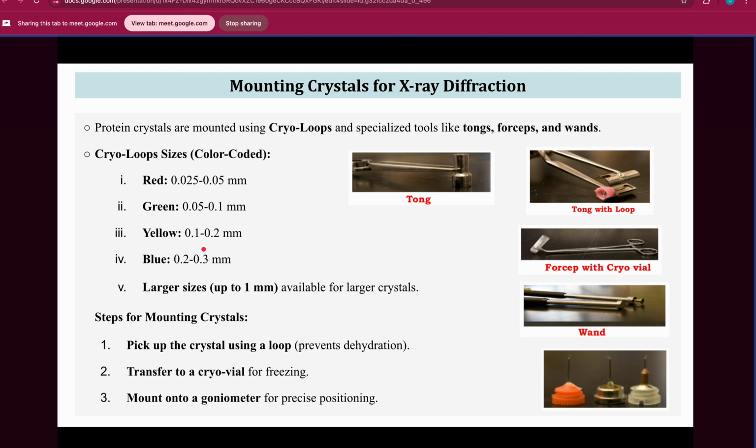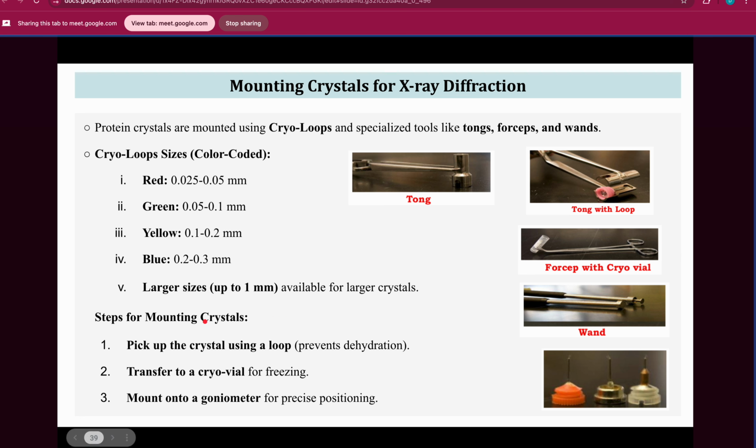Then the yellow one is a little bigger than the green one, with a size of 0.1 to 0.2 mm. Then the blue one is 0.2 to 0.3 mm, and then larger sizes up to 1 mm are available for larger crystals. Depending on what crystals you have, you can select any of these loops which can pick up that particular crystal, and these colors will help you distinguish among the different loops.